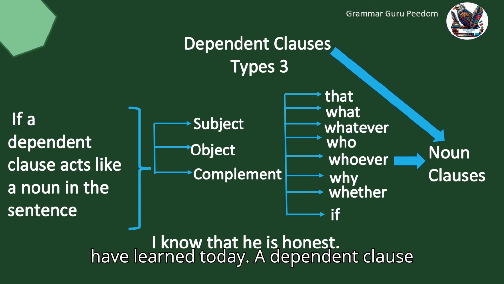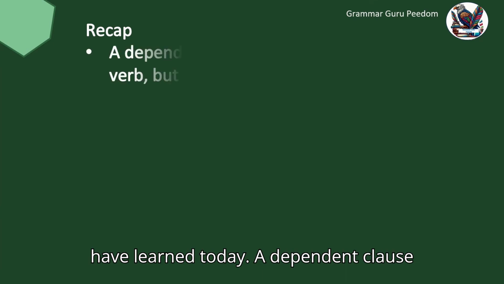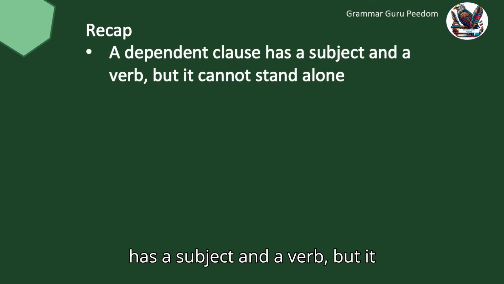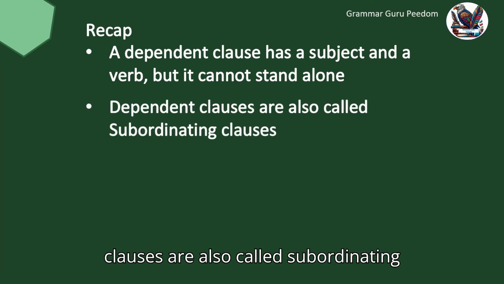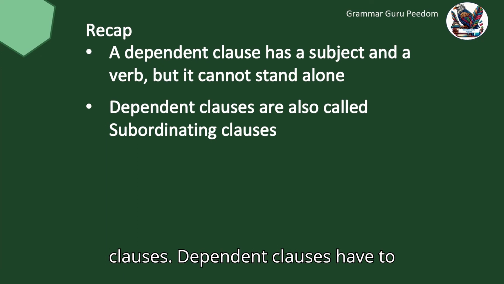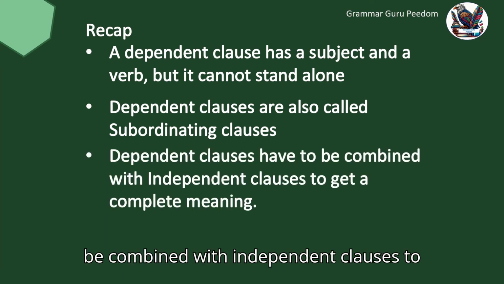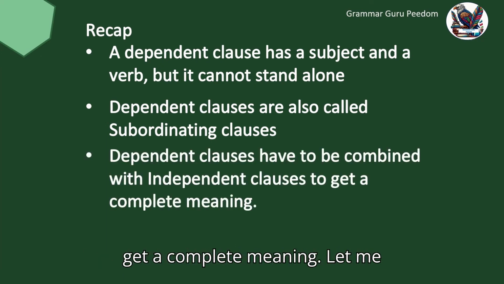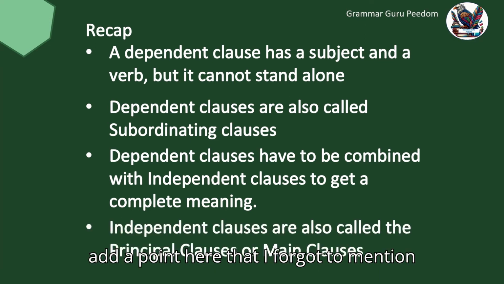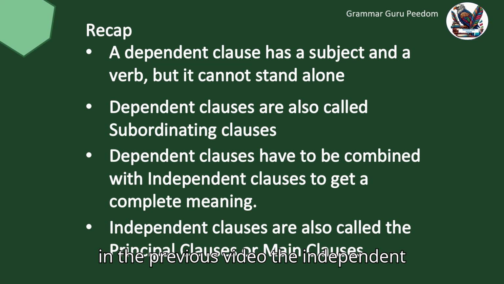Let's review what we have learned today. A dependent clause has a subject and a verb, but it cannot stand alone. Dependent clauses are also called subordinating clauses. Dependent clauses have to be combined with independent clauses to get a complete meaning. Let me add a point here that I forgot to mention in the previous video, the independent clauses. Independent clauses are also called the principal clauses or the main clauses.